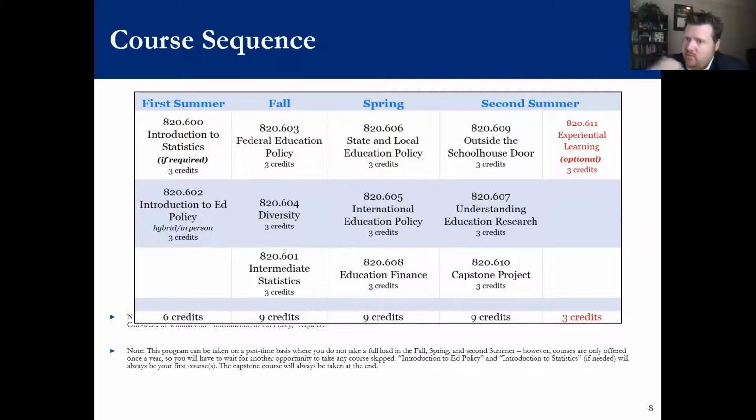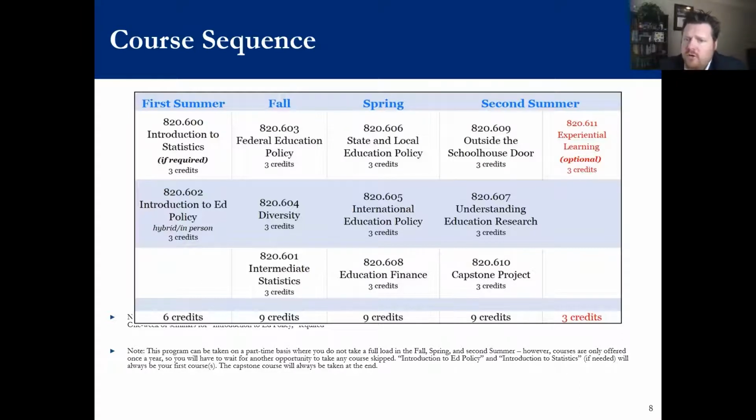This is a class that is in conjunction with the DC-based seminar. In the fall, you would take federal education policy, diversity, and intermediate statistics. In the spring, and each one of these I think are complementary to the broad conversations that are happening, we have state and local education policy, international education policy, and education finance. And then in the second summer or the final semester, if you're going full time, we have outside the schoolhouse door, talking about environmental factors and non-education factors impacting the school and the school environment, understanding education research, and a capstone project.